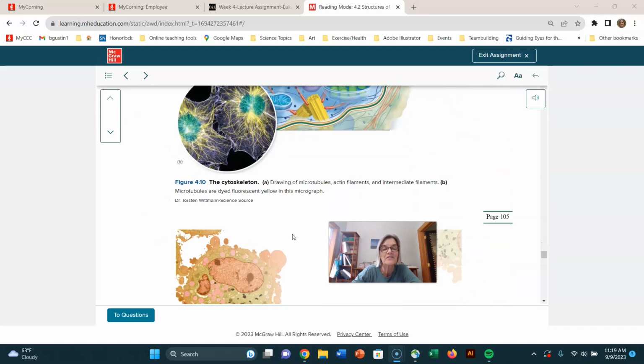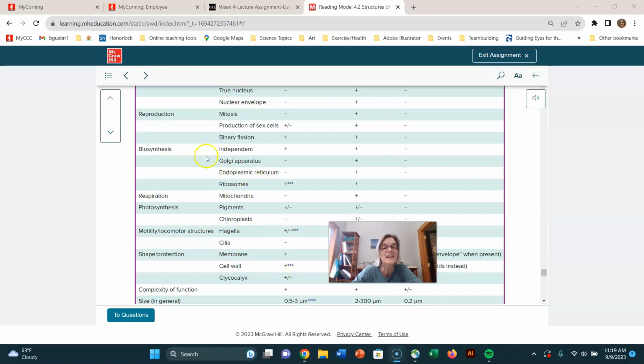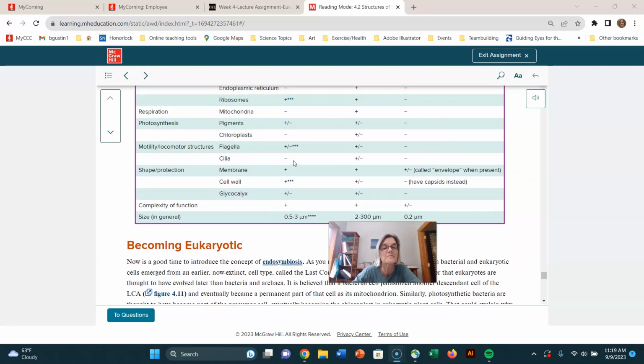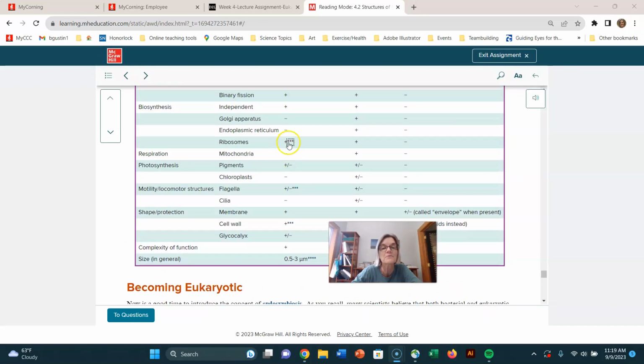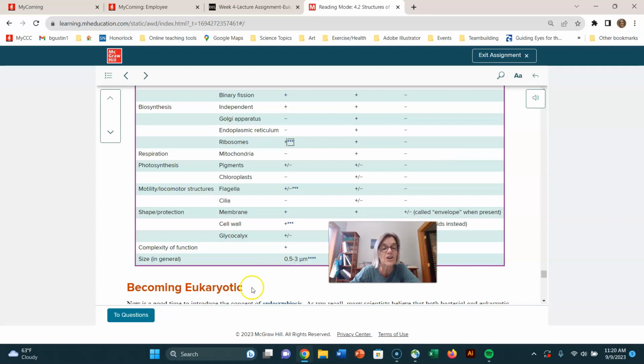The other thing is just down in this table here, it gives you another little summary. Ribosomes, right there. You click that little thing, and it says the bacterial, archaeal, prokaryotic ribosome is functionally similar to the eukaryotic, but structurally unique. So, like I said, they do the same things, but they kind of look different. So they can be a target for drugs.